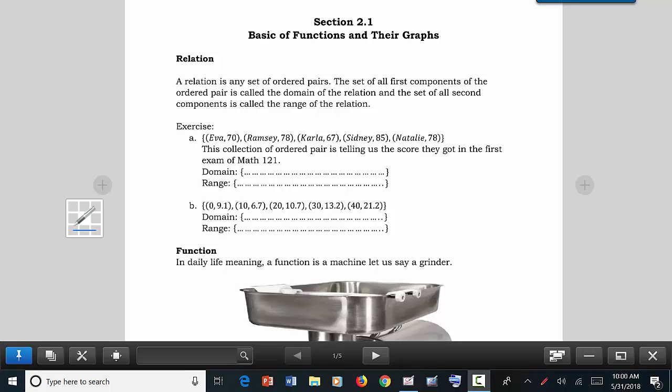So the domain here would be Eva, Ramsey, Carla, Sydney, and Natalie. And the range is the second component of the ordered pair. So 70, 78, 67, 85. 78 is already there, so we do not have to repeat.